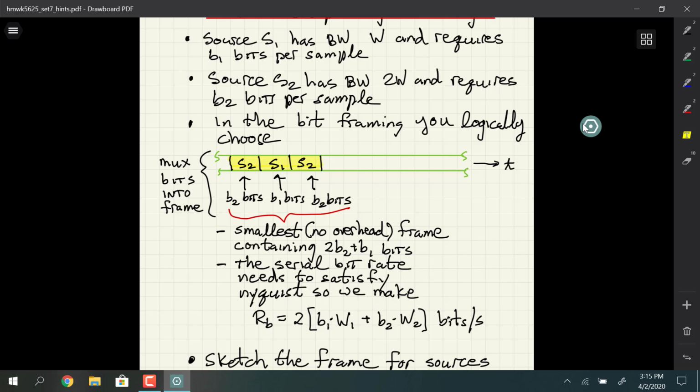And then from the sampling theorem, that's where the 2 comes from. We have to sample at twice the highest frequency, so 2 times W1 and 2 times W2, and then we take B1 bits per sample. So that gives us our serial bit rate in kilobits or megabits per second.